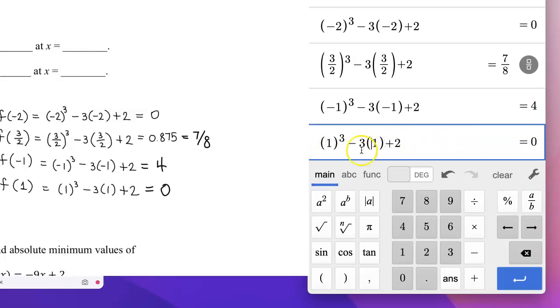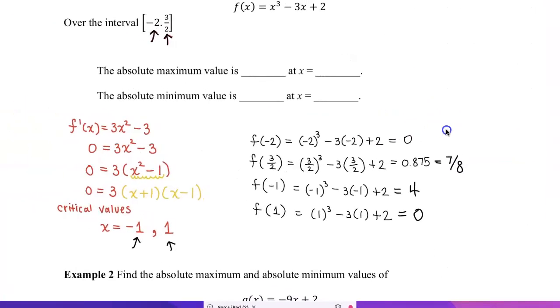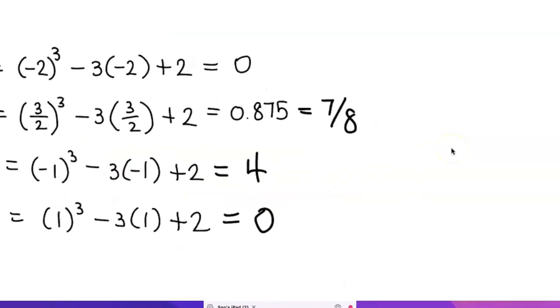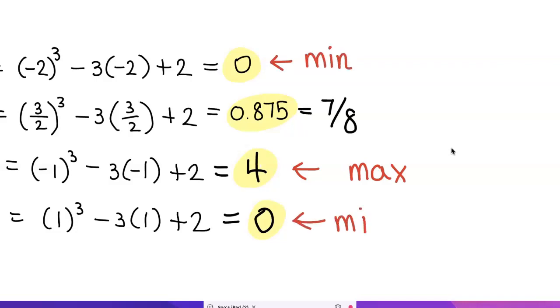So we're done with the calculator. I'm going to go back to my paper. So which number out of these 4 is the greatest? We're comparing 0, 7 over 8, 4, and 0. I think I'm going to use decimals because it's easy to tell. So 4 is the greatest, right? So this is going to be the max. And which number is the smallest? 0 is the smallest, right? So this one and this one, they both have the smallest value of zero, so they're both minimums.